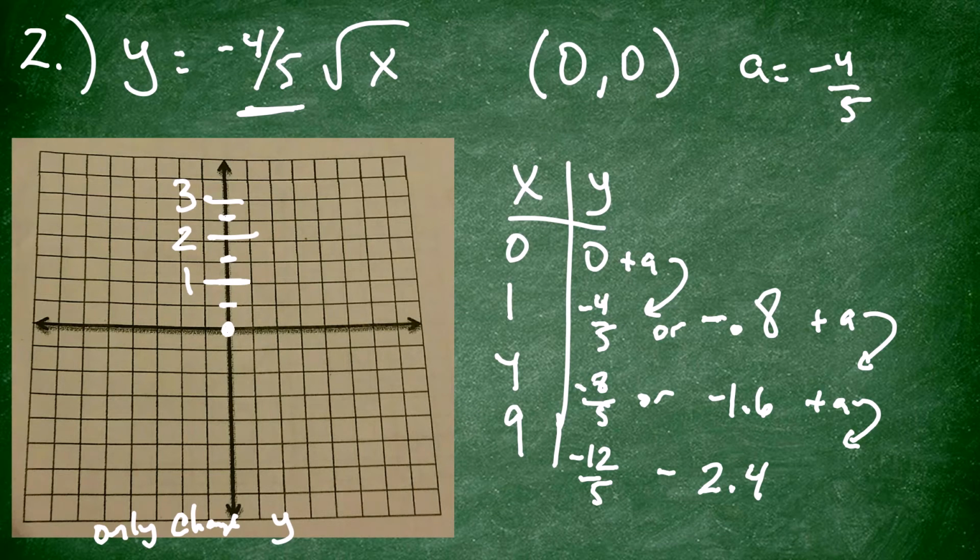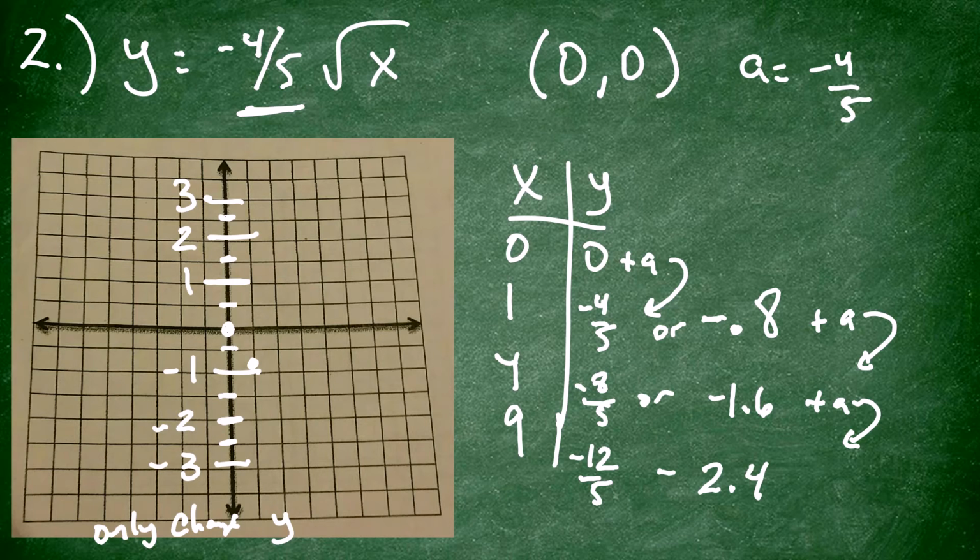So I have 0, 0. And remember, if you change the top portion, you got to change the bottom portion of negative 1, and then negative 2, and then negative 3. So 0, 0, then I go 1, negative 4/5. So I go over 1, negative 0.8 is pretty close to 1, but it's below it. It's not quite to it yet.